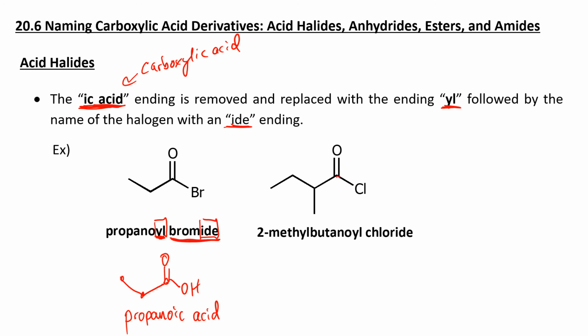For our next one, we have another acid halide, 1, 2, 3, 4 carbons in the chain. We've got a 2-methyl. And if it was a carboxylic acid, it would be 2-methyl butanoic acid. But we're going to change the ic to a yl, add the halogen name with an ide. So it's 2-methyl butanoyl chloride.